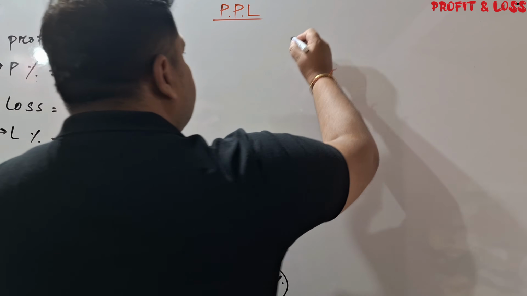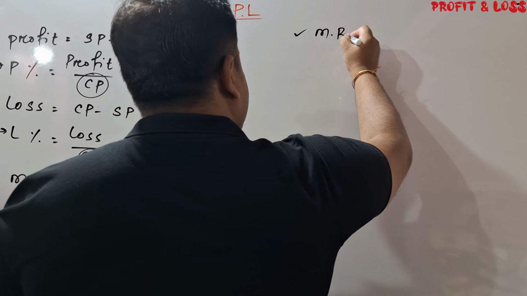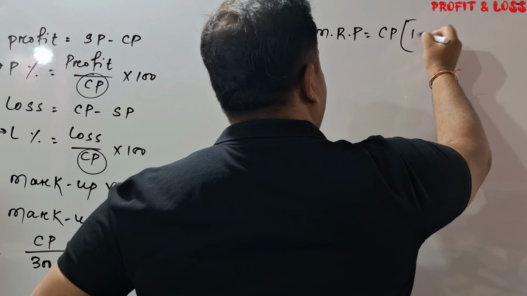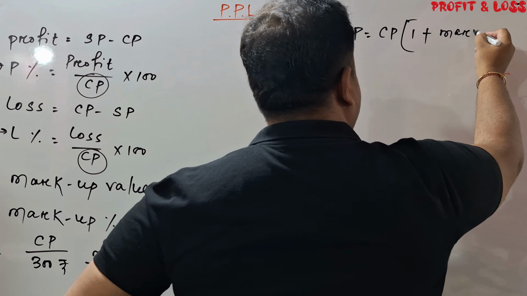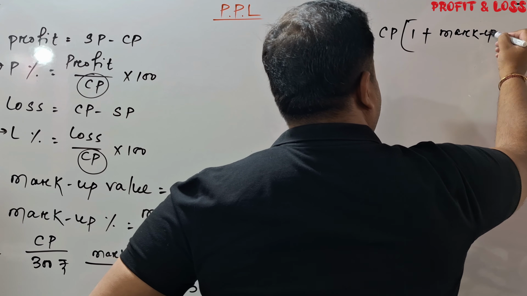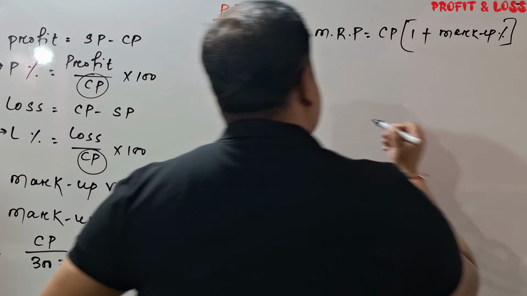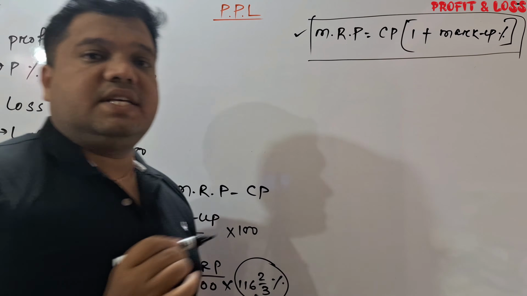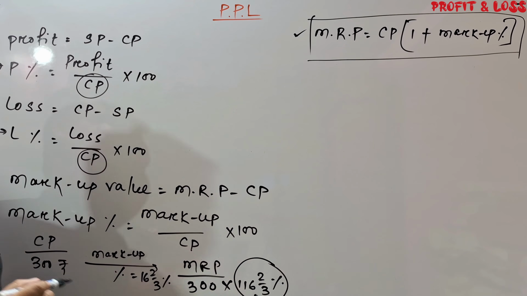So can I write the formula in this way? The MRP is equal to cost price into 1 plus markup percentage. Can I write this formula? When cost price given, markup percentage given, I can use this formula to find the MRP.